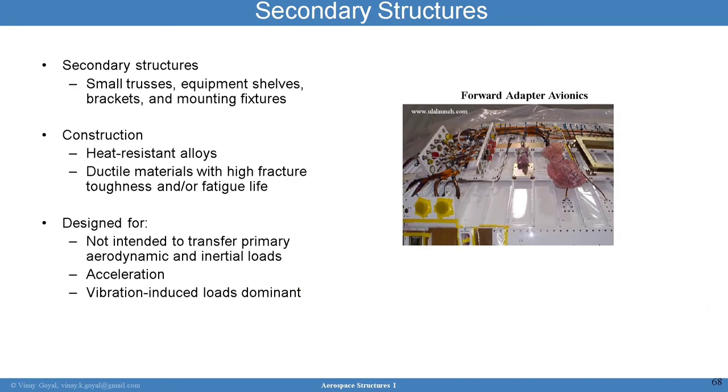Secondary structures. Secondary structures are small trusses. Secondary structures are those structures that do not carry the primary loads of the vehicle. You can have small trusses, equipment shelves, brackets, mounting fixtures. And the construction tends to be, again, heat-resistant alloy, and they're not designed to take primary aerodynamic and inertial loads. The driving loading environments tend to be acceleration and vibration.